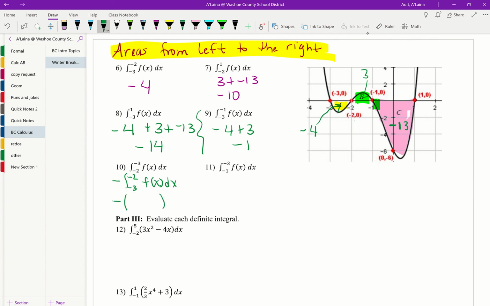Well, the area from -3 to -2 is -4, but there was this negative because I had my intervals listed backwards, and so I'll get a +4.